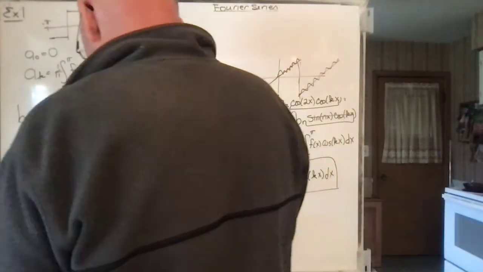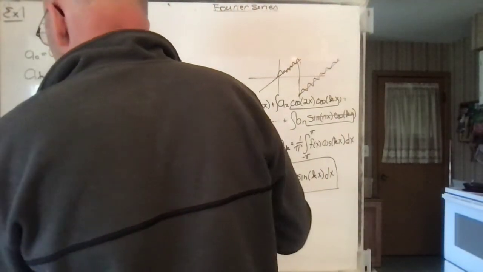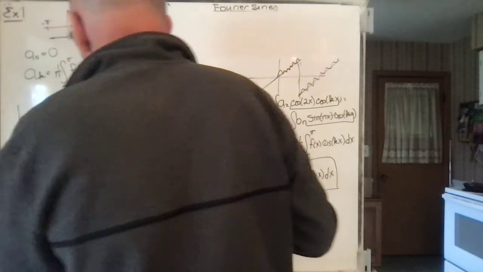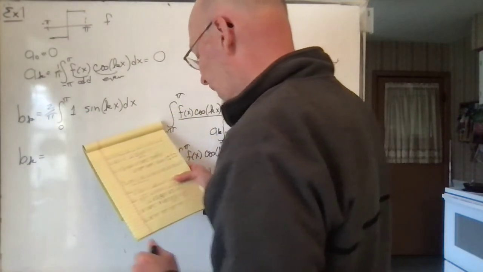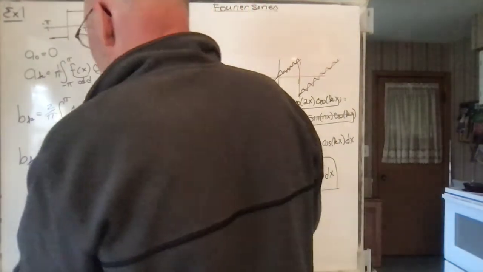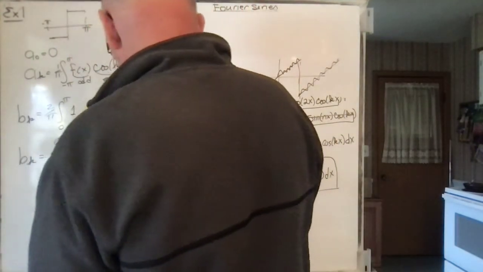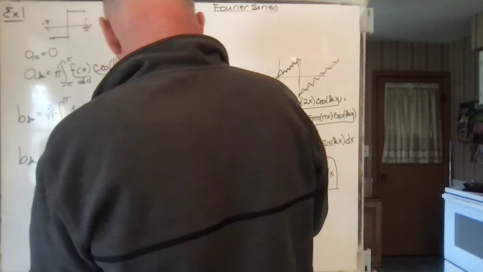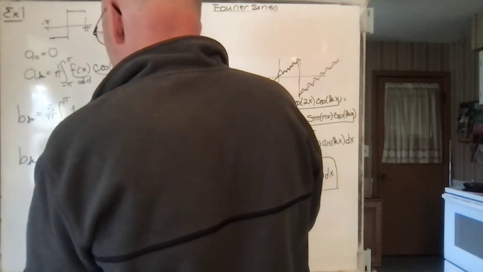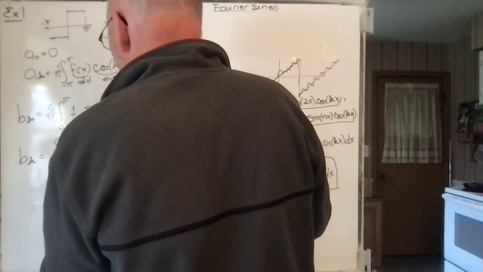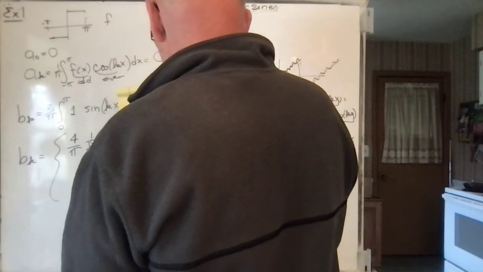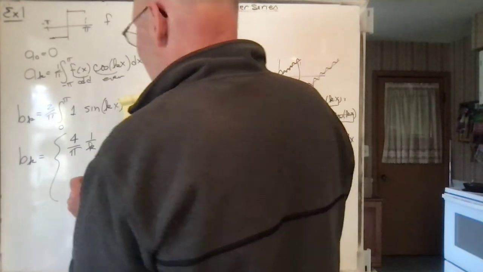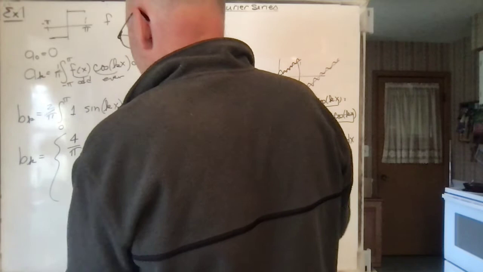And by the time you integrate that, I'll just go ahead and give it to you. You can work out the details. But b sub k is just the antiderivative of that, and you're going to get 4 over pi times 1 over k when k is odd, and you're going to get 0 when k is even.